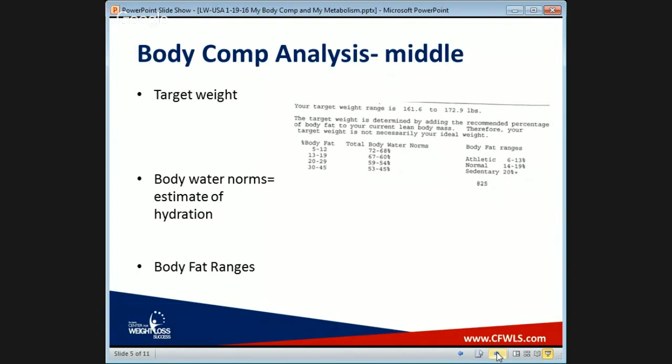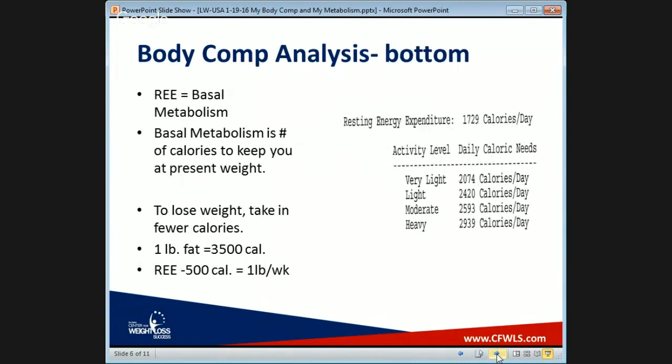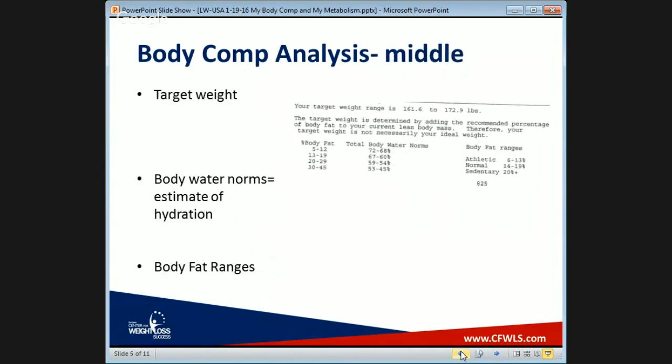All right, the body water norms. Again, this was the hydration status. Let me back that up there. So body water norms gives you the estimate of hydration. You'll see that in that midsection, in the left part of it. They have a little chart there that looks at percent body fat, and they have total body water norms.